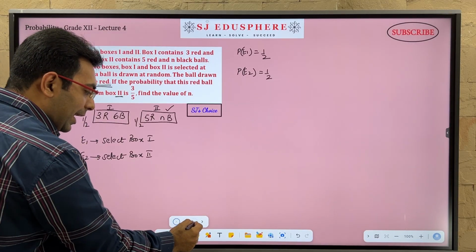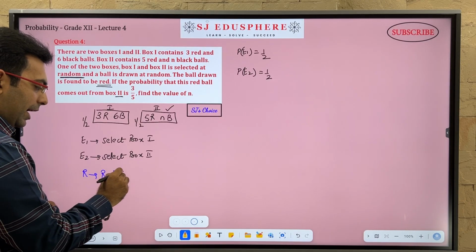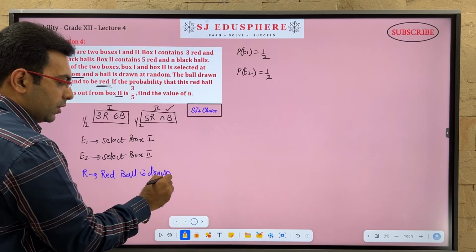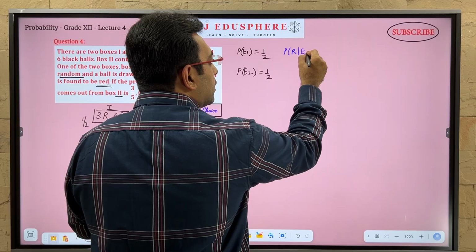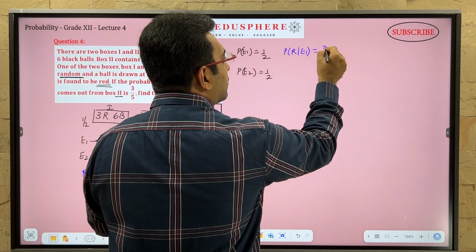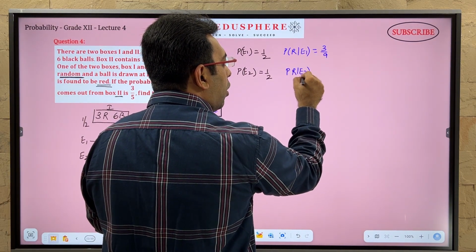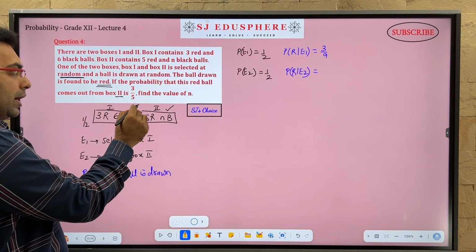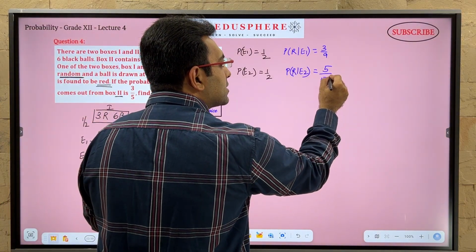You are getting a red ball. So R is an event: red ball is drawn. So probability of a red ball, given that it is from bag 1, is 3 upon 9. Probability of a red ball, given that it is from bag 2, everyone, red from bag 2 is 5 upon 5 plus n.